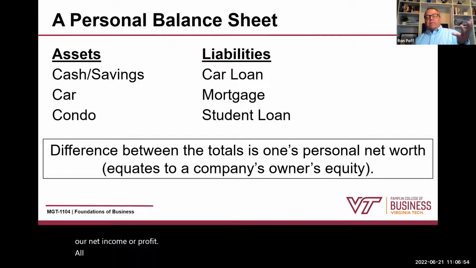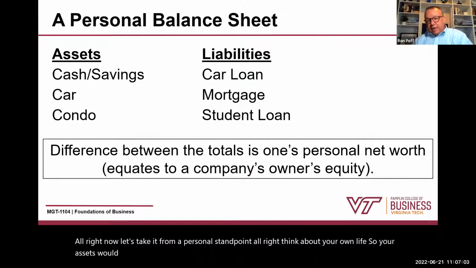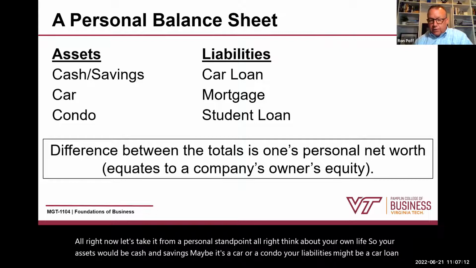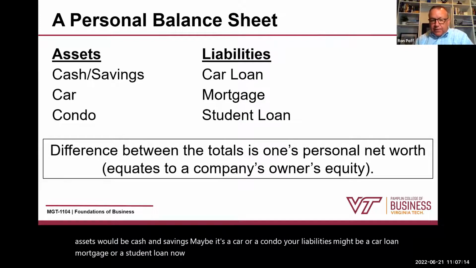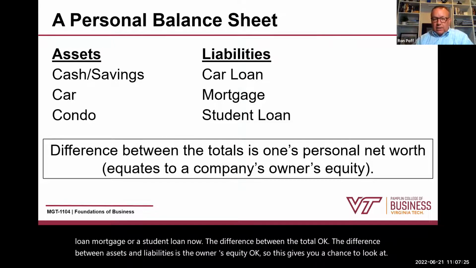All right. Now let's take it from a personal standpoint. All right. Think about your own life. So your assets would be cash and savings. Maybe it's a car or a condo. Your liabilities might be a car loan, mortgage, or a student loan. Now, the difference between assets and liabilities is the owner's equity. Okay, so this gives you a chance to look at a balance sheet.